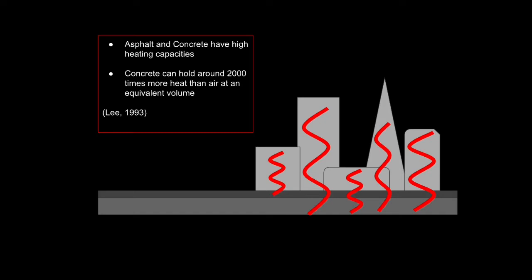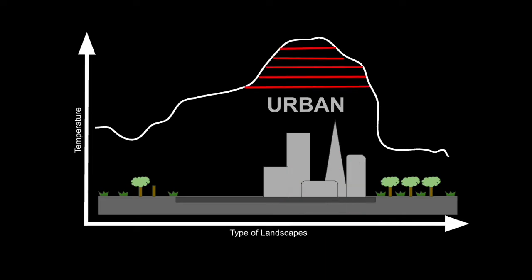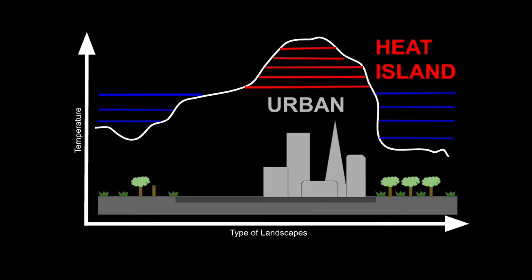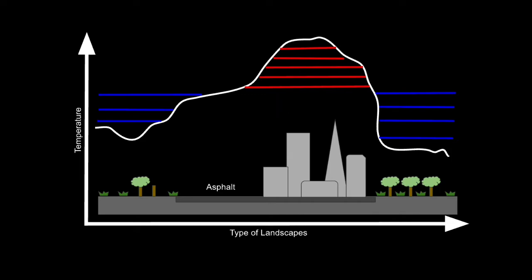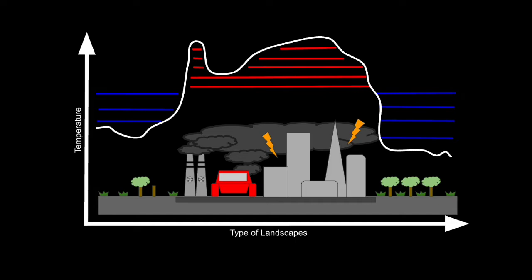In this graph, we can see that the urban area has higher temperatures compared to its surrounding environment. This is called the urban heat island. This happens because the urban surface, such as asphalt and concrete, acts like a giant heat reservoir. Furthermore, the heat generated by our energy consumption and the increased concentration of greenhouse gases emitted by anthropogenic processes occurring in the cities further contributes to this heating.